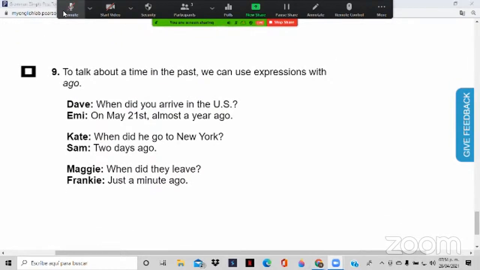To talk about a time in the past, we can use expressions with ago. When did you arrive in the U.S.? On May 21st, almost a year ago. When did he go to New York? 2 days ago. When did they leave? Just a minute ago.